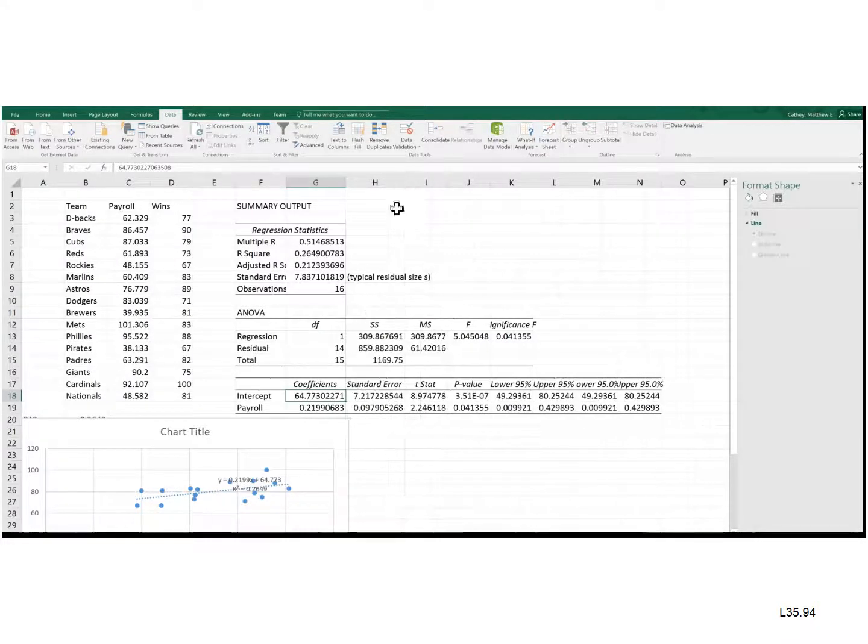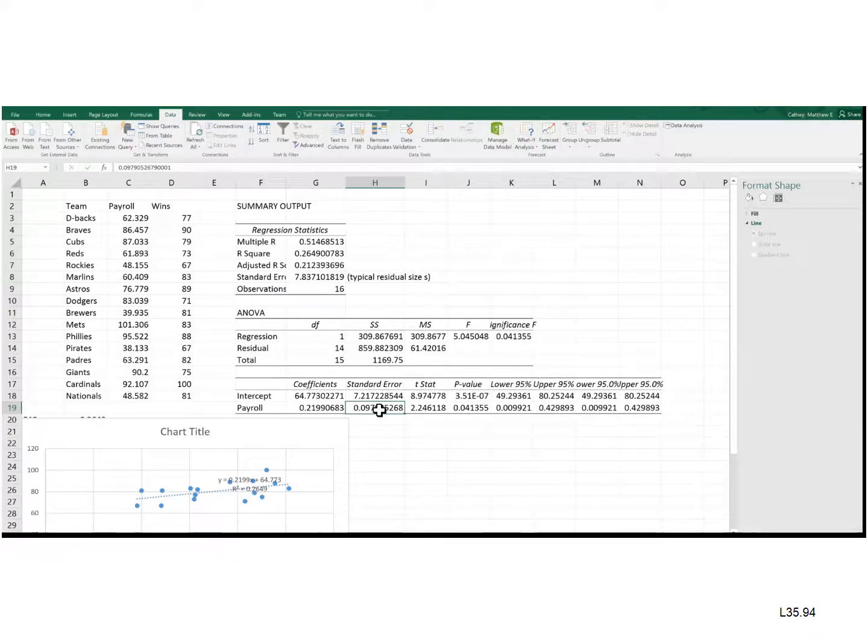Now in the next column, we have standard error. We're not going to use the standard error for the intercept. That doesn't matter for us. But the standard error for the payroll is important. That's sort of our give or take number on the slope. So now for the hypothesis test, the null hypothesis is that there is no relationship. That is, the slope is 0.